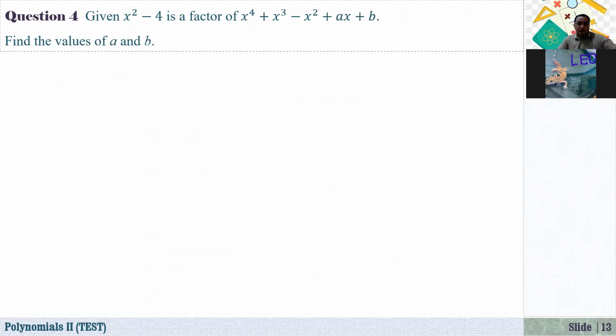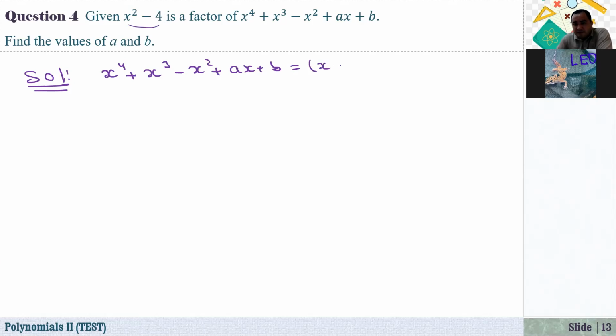Okay, question 4. Given that x squared minus 4 is a factor of this polynomial function, x to the power of 4 plus x cubed minus x squared plus ax plus b, find the values of a and b. It's also a similar question to the previous one. So that means that here we have x to the power of 4 plus x cubed minus x squared plus ax plus b, that's equal to x squared minus 4, right? This x squared minus 4, we can factorize as x minus 2 and x plus 2.